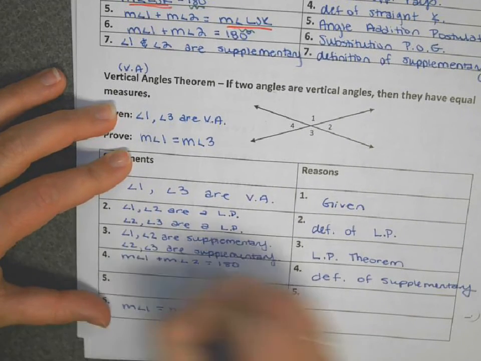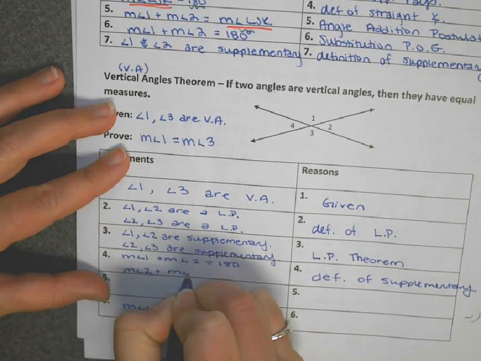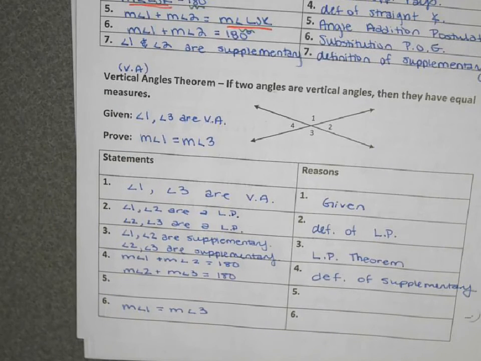And I also know that 2 and 3 are supplementary, so the measure of angle 2 plus the measure of angle 3 has to also equal 180. Okay. This is not the only option for this proof. This is just how we're going through and proving it.